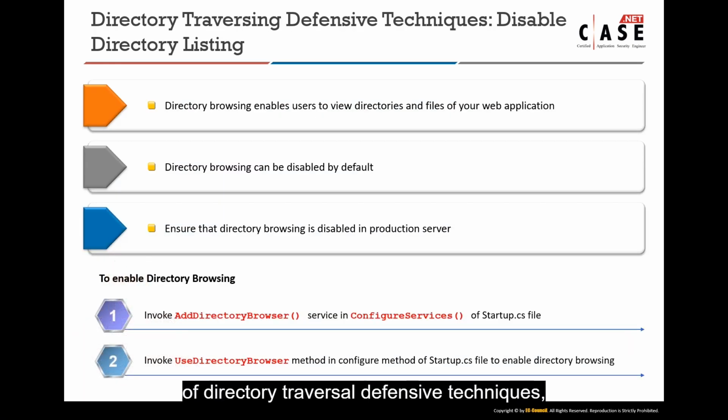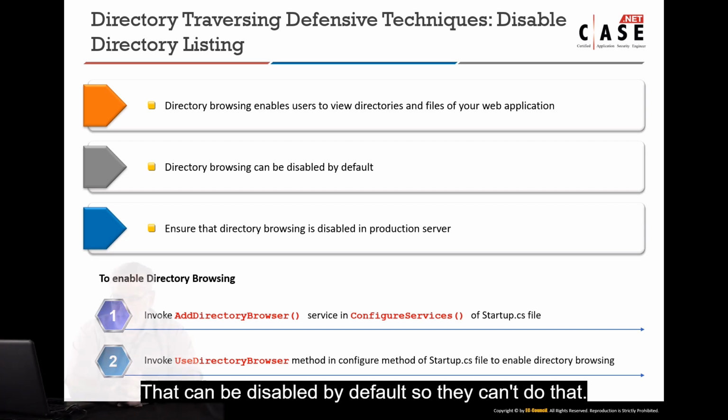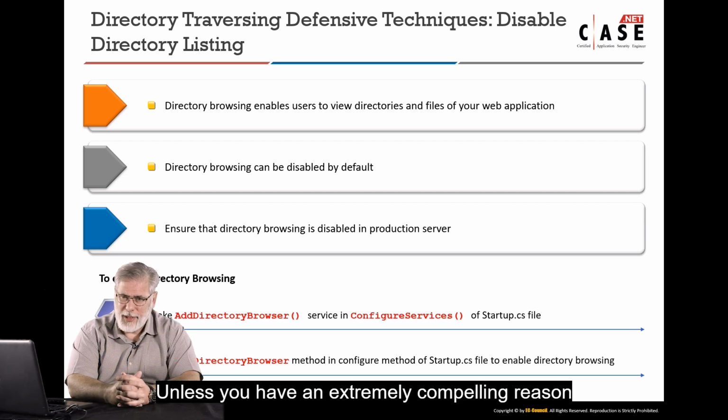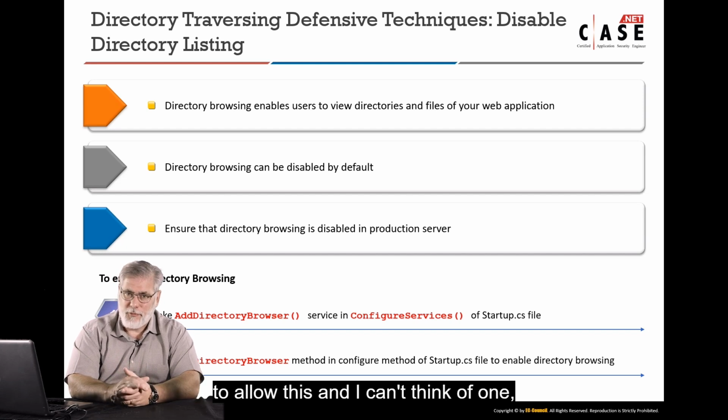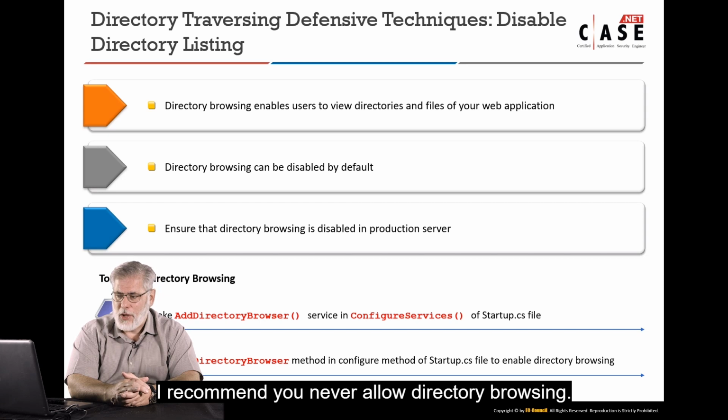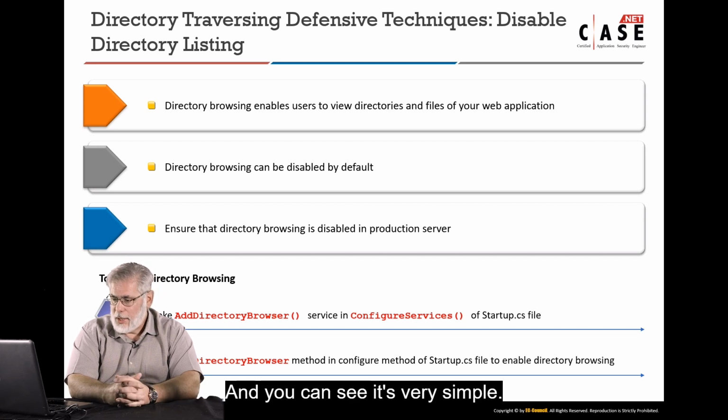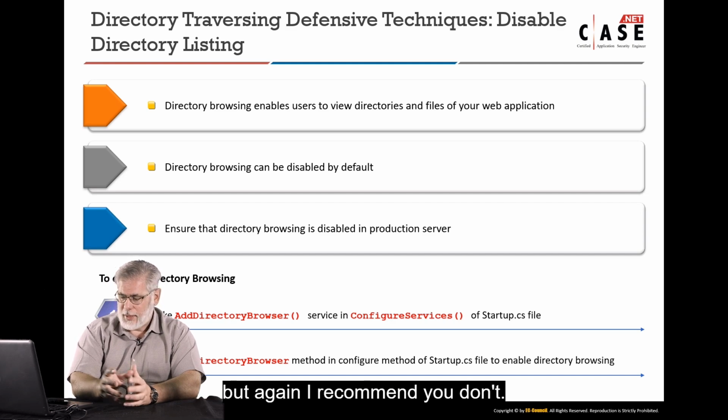Continuing our discussion of directory traversal defensive techniques, you can disable directory listing. So directory browsing, that allows users to view the directories and files of your web application. That can be disabled by default, so they can't do that. Unless you have an extremely compelling reason to allow this, and I can't think of one, I recommend you never allow directory browsing. And you can see it's very simple. If you need to invoke it, you can invoke add directory browser in your configure services. You can also invoke this method in the startup to enable directory browsing, but again, I recommend you don't.